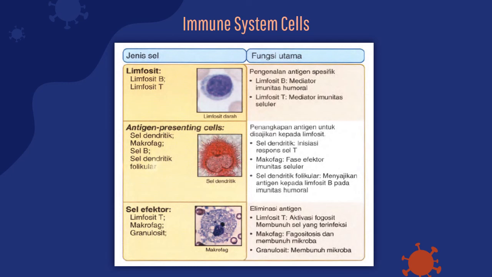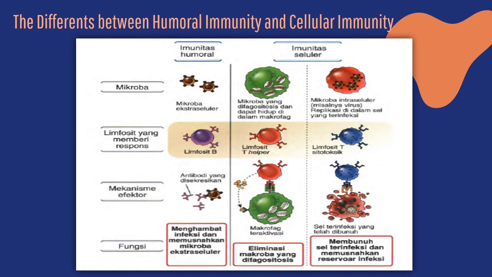T lymphocytes activate the phagocytes, and then macrophages kill the microbes, and granulocytes are the same as macrophages; their function is to kill the microbes. This picture shows the difference between humoral immunity and cellular immunity. In humoral immunity, the type of microbe recognized by lymphocytes is extracellular microbes, while in cellular immunity it is intracellular microbes. The type of lymphocyte that gives a response is the B lymphocyte in humoral immunity and the T lymphocyte in cellular immunity.